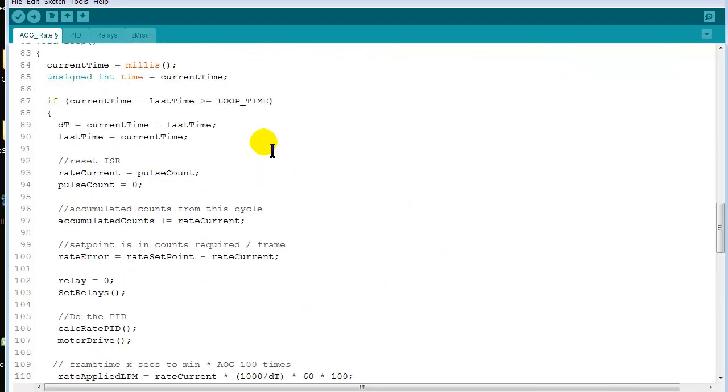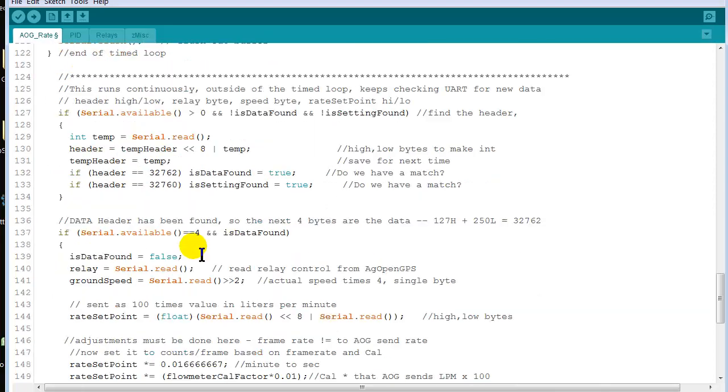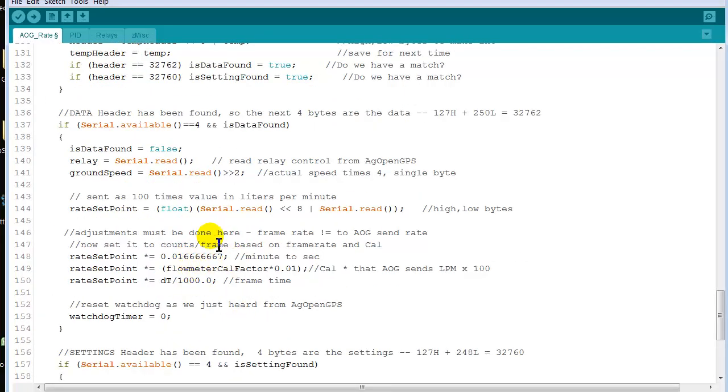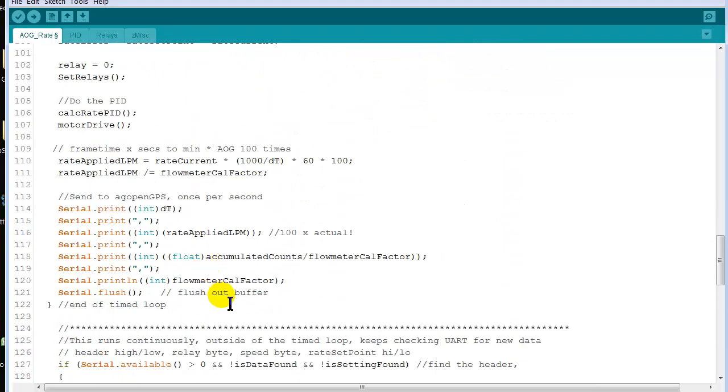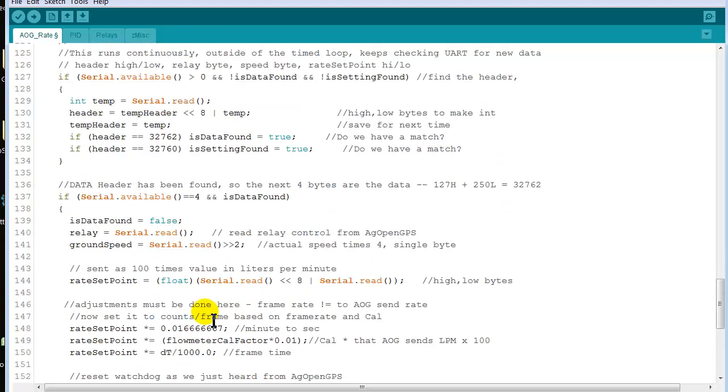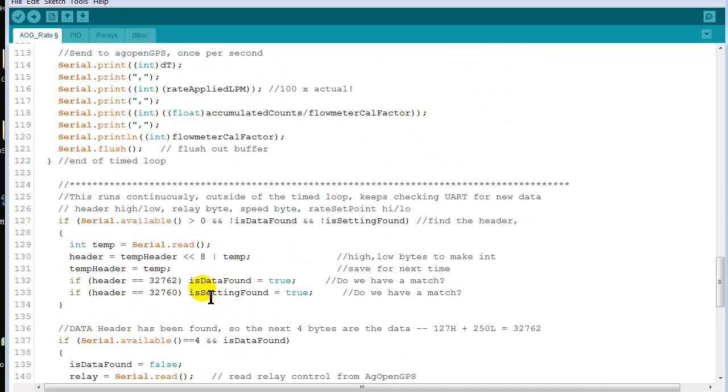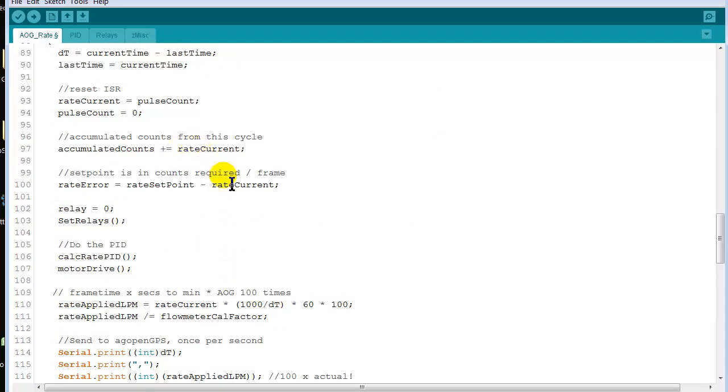What we technically could do is just send the Arduino how many ticks per second. And then you wouldn't even have to do any of this. You could just do all this in AgOpen GPS. I'm not sure which way is better, to have more flexibility in here or more to go wrong, depending on which way you look at it. But right now it just sends it liters per minute.